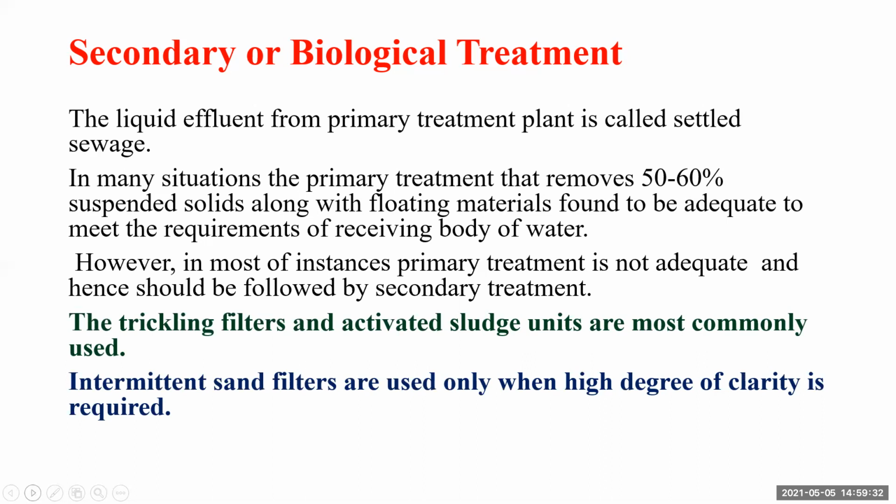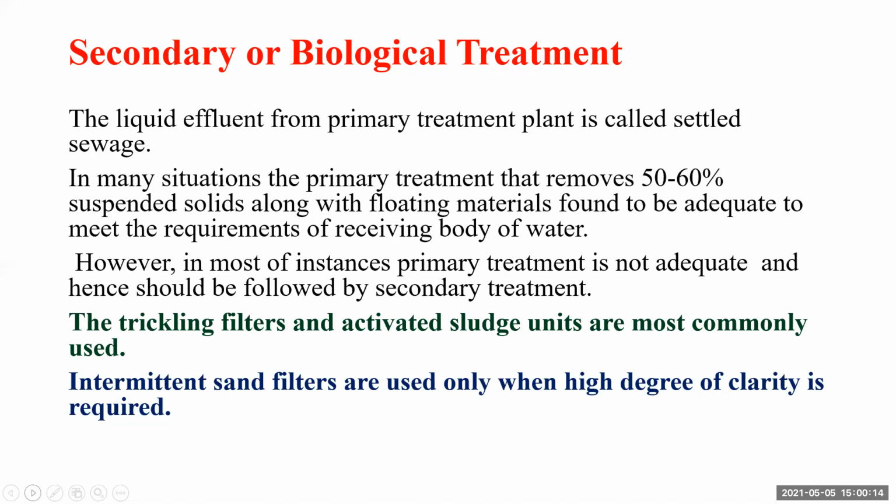How can we perform secondary or biological treatment of sewage? For the secondary treatment of sewage, trickling filters and activated sludge units are most commonly used. We can also use intermittent sand filters, but only when a high degree of clarity is required. So all in all, the usual practice is that primary treatment of sewage should be followed by secondary treatment.